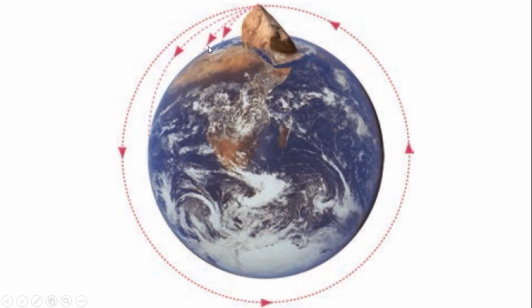And there's a question. Can we throw a stone with a velocity which allows this stone to orbit around our Earth and not fall? The answer is yes. This velocity is called the orbital velocity. Let's see how to calculate the orbital velocity.